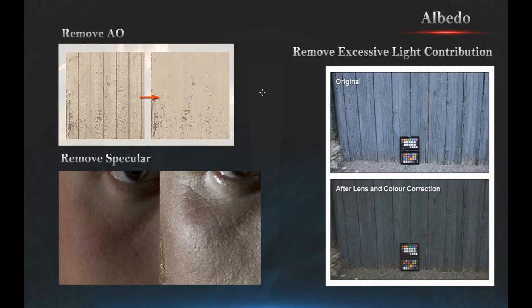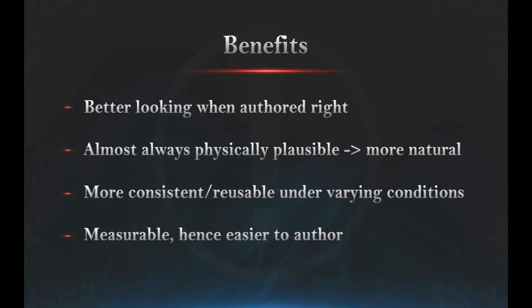And authoring albedo means removing ambient occlusion or leaving just a smidge of it in there, and removing your specular contribution, and hopefully adjusting for your lens and the color of your lighting or whatever else you have in your scene.